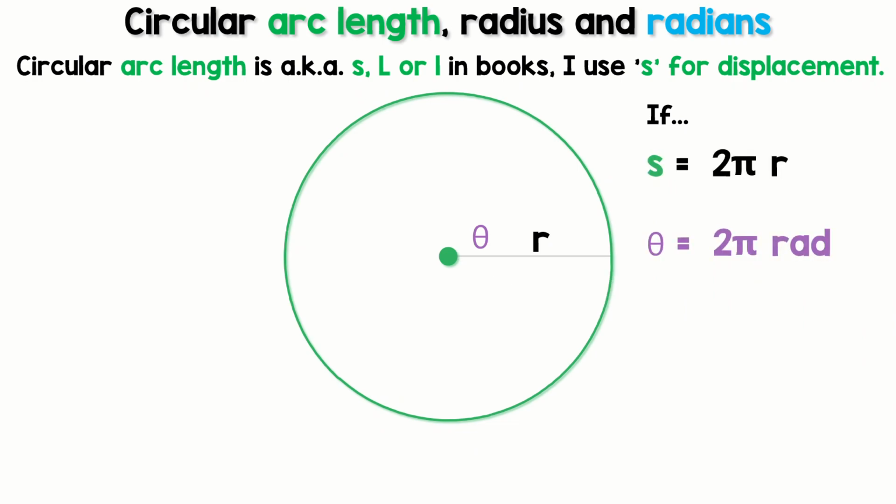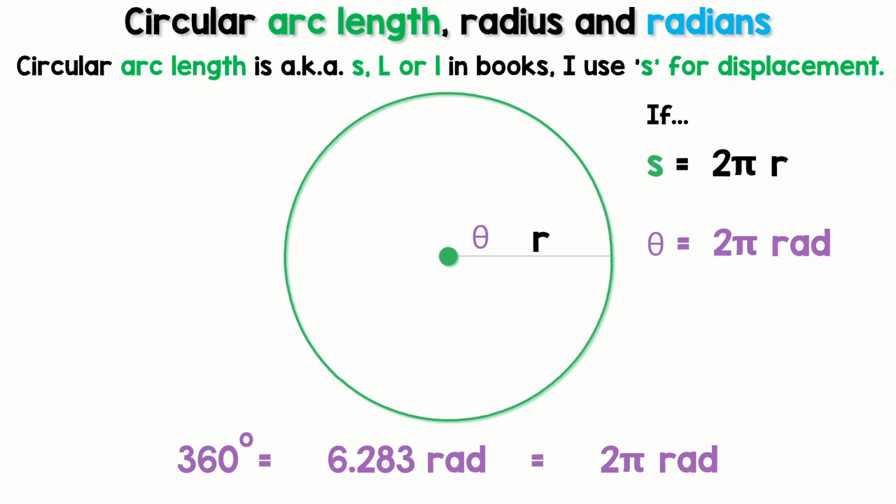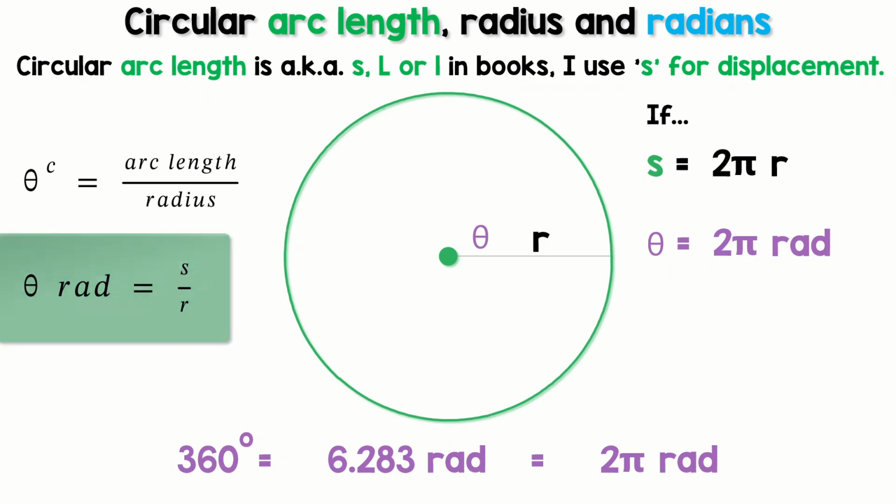But if the arc length S is equal to 2 pi r, or the circumference of the circle, then the angle in the whole circle is 6.283, or 2 pi radians. So 6.283 radians is 360 degrees. And the angle in radians, that little c means radians, is the arc length in meters divided by the radius in meters. So this is important. Theta equals S over r.